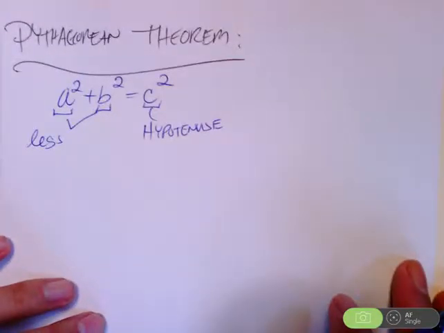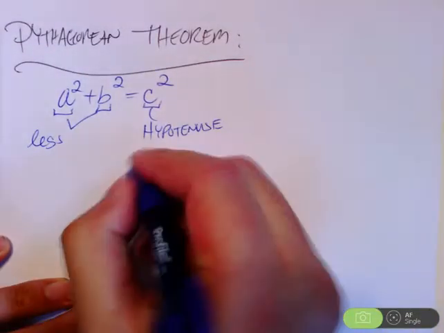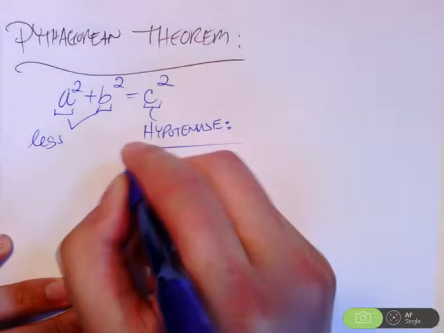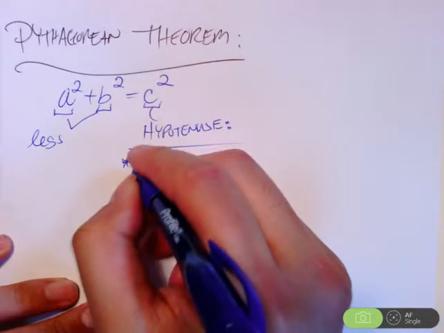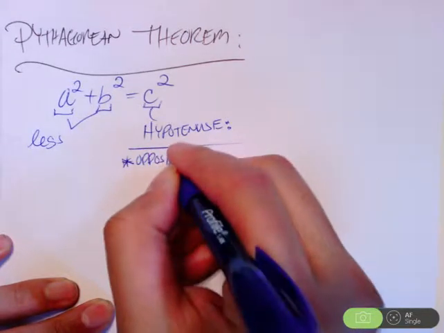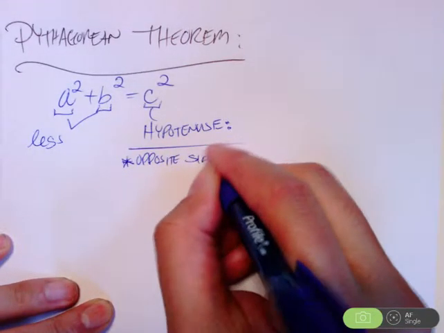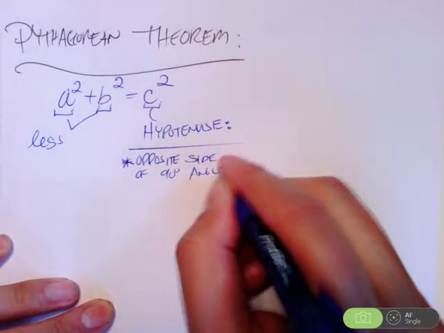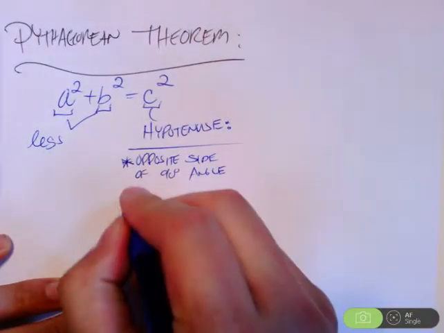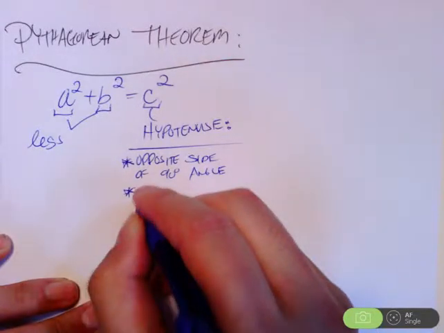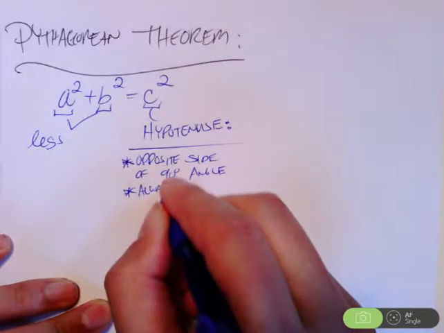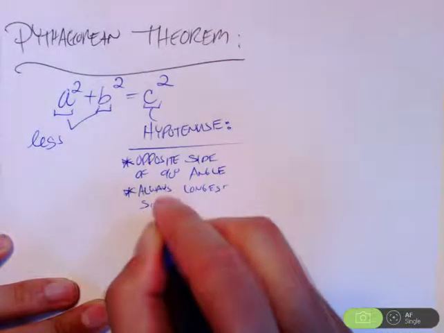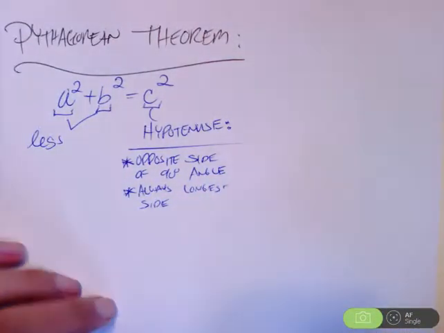One thing about the hypotenuse, it has a few characteristics, and I should have thought about this before making this video. The first one, it's the side opposite the 90-degree angle, okay? And actually, I'm going to go backwards, I should have said this before. It's also always the longest side, okay? So those are the two things that you have right there.